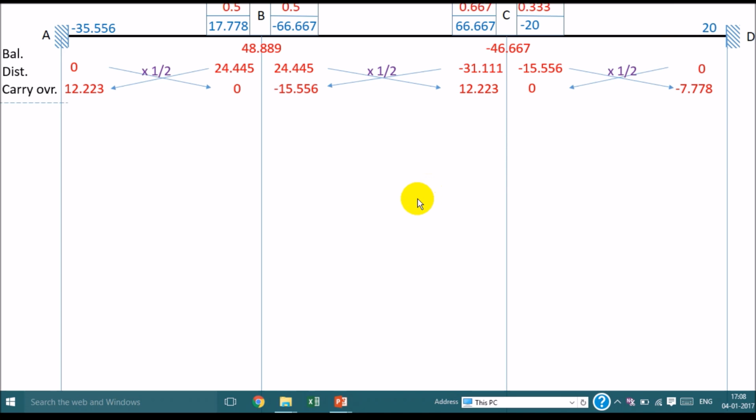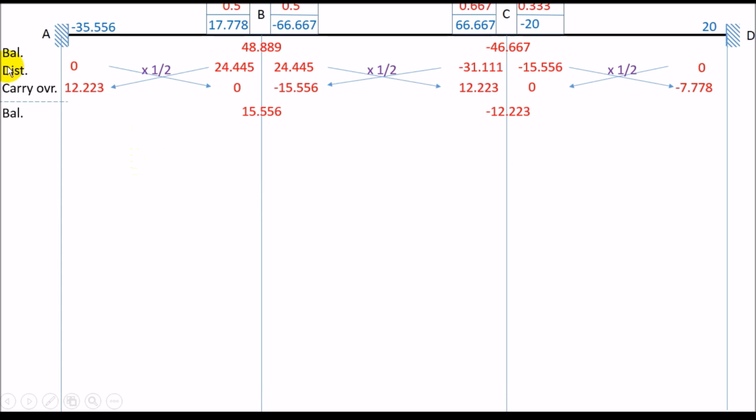Now we'll move to the next iteration. Again same steps we have to follow. First it would be balancing. Now balancing is done for these. So you can see here this is an unbalanced moment of minus 15.556. That is, there's an anti-clockwise moment of 15.556 produced on my support, and my beam is counteracting it by providing a clockwise moment of 15.556. The contribution would be given as 7.778. That is, I have multiplied this by its distribution factors.